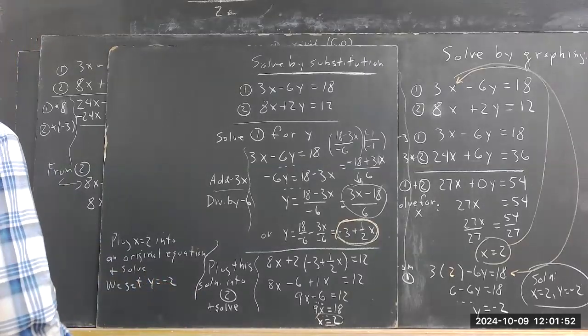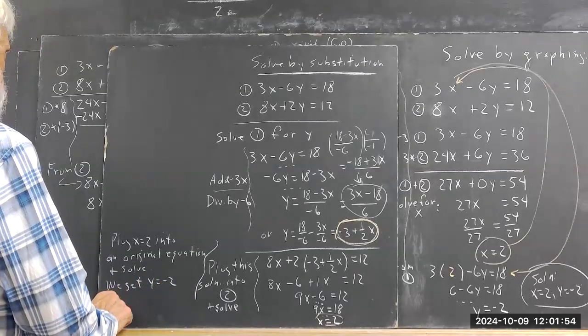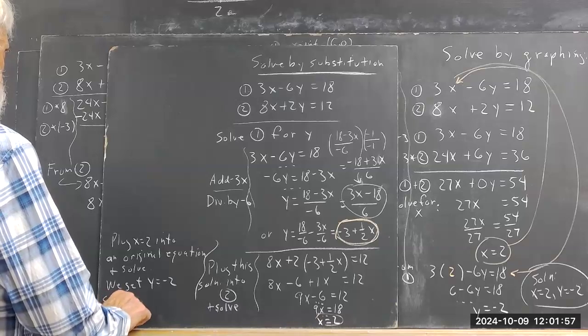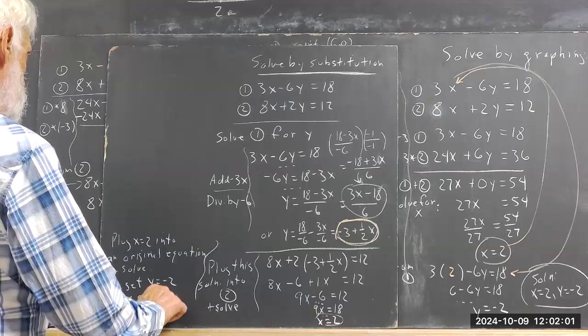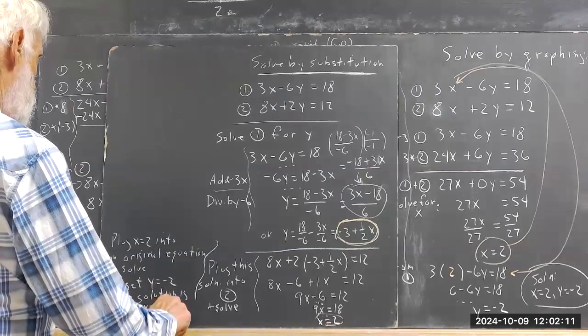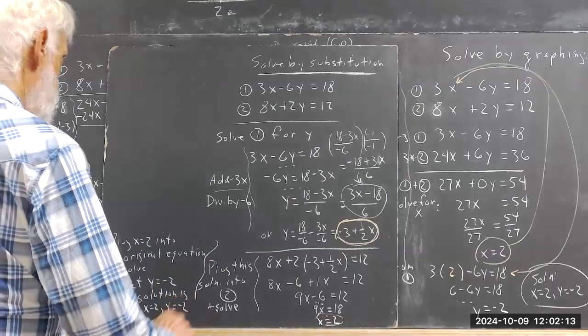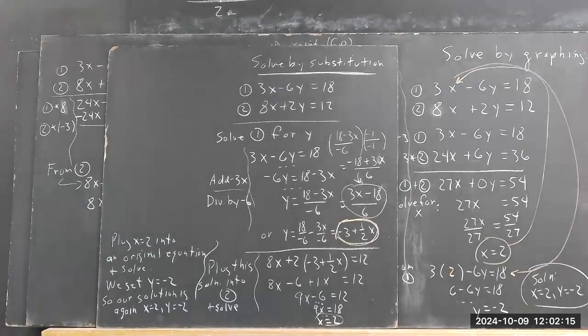We get y equals negative 2. So our solution is, again, x equals 2, y equals negative 2. Now, that makes sense. That's your process.